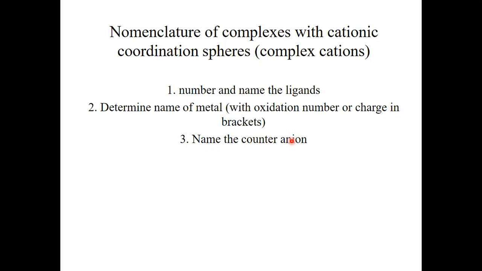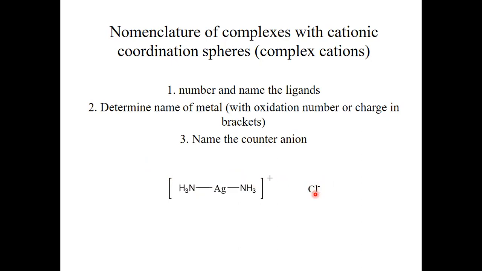So when we name complex cations, we always use English names. We never use Latin names of metals. I don't know why it is that way, but it is that way, and we have to just follow what is customary. All right. So here's an example. We have [Ag(NH3)2]+ Cl-.